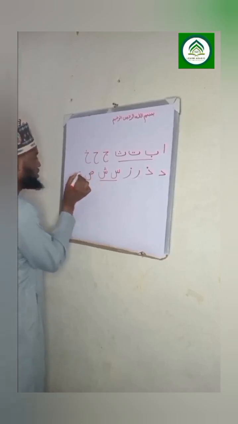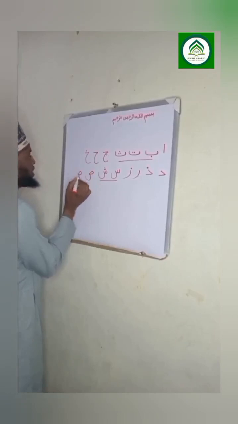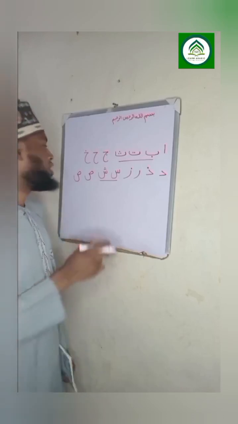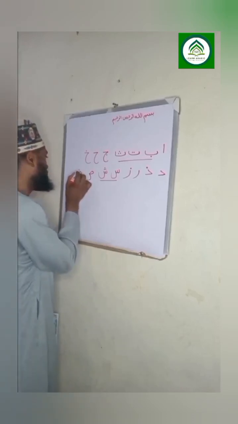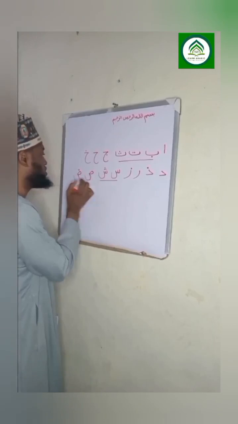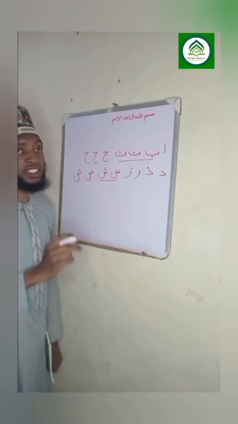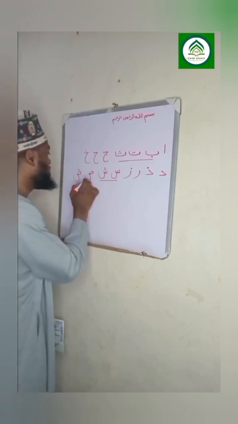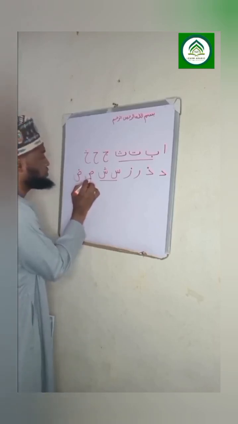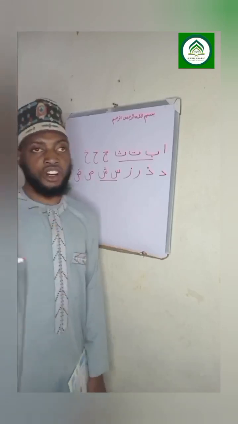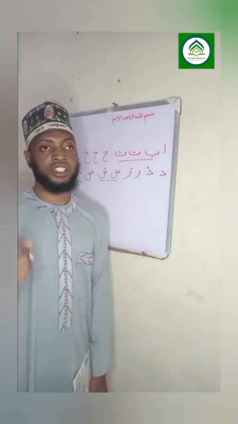Sad. These two letters also have the same shape, although this one has one dot on top and this one has no dot. But their names are different and their pronunciations are different. This one is pronounced as Sad, Sad, Sad. Pronounce it after me. Sad, Sad.